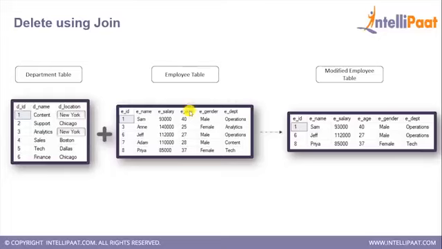So this time from the employee table, I'll be deleting those records where the department location is equal to New York. And since content and analytics are based in New York, we'll go ahead and delete those two records from the employee table. So in the final modified employee table, we see that there are no records where the department is either content or analytics.